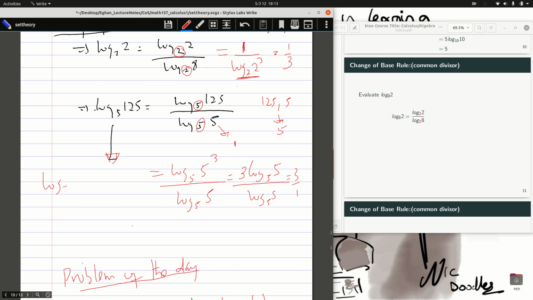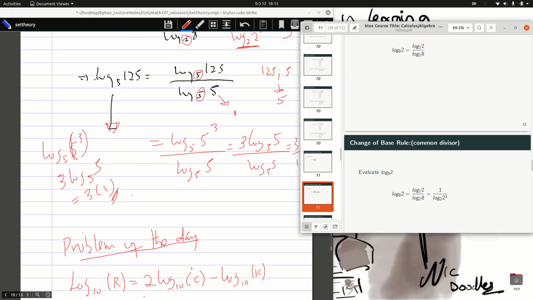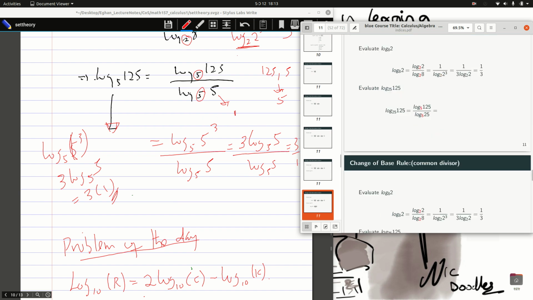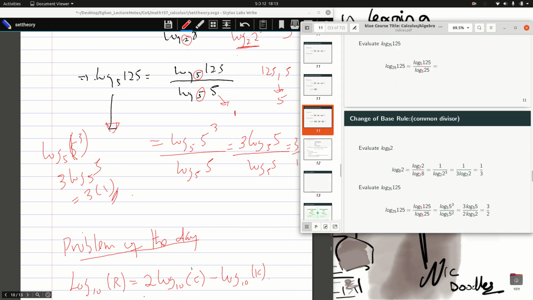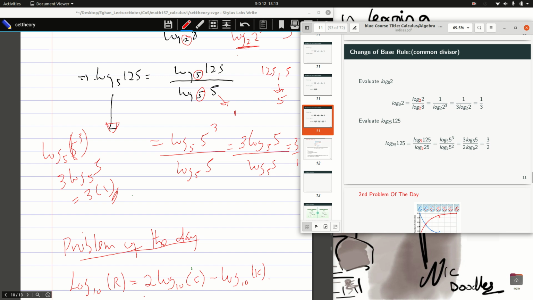I know 125 is 5 to the power 3 here. Why did I say 152? 125. And so I simply get 3 log 5, which is 3 times 1. I mean, you have to know all the techniques such that when they become handy, you know what to do. So that's the common base approach. I've solved the 2 examples.